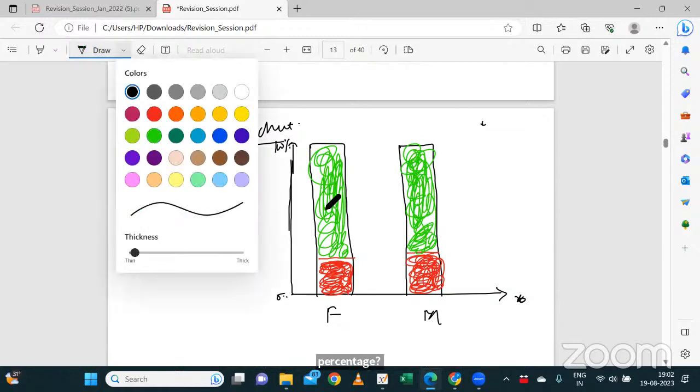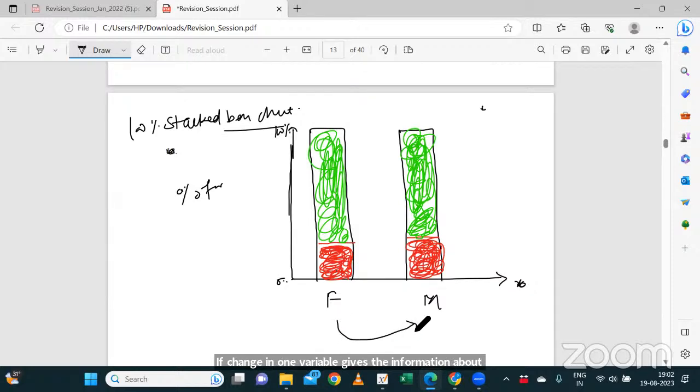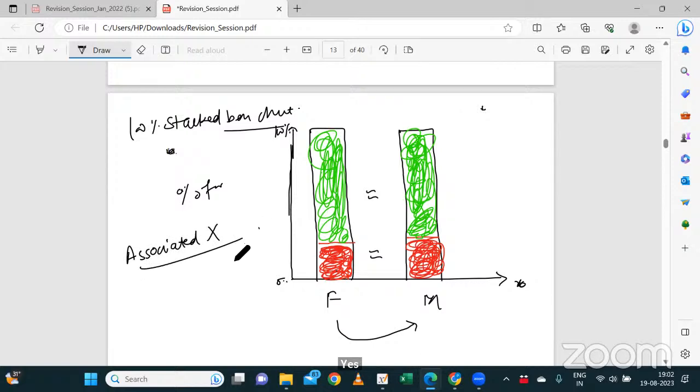Now tell me, one of you told me what is the meaning of association of two variables: if change in one variable gives information about change in another variable. Now, if I change this variable, I mean the gender variable, from female to male, is there a significant change in ownership of the phone? Yes, no? They look approximately the same, right? This is not a significant change. Correct? So you can simply say these two variables are not associated.